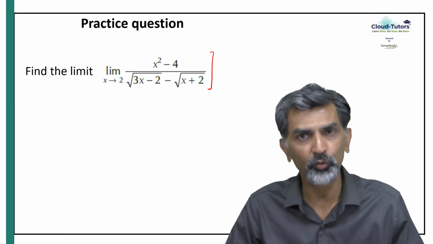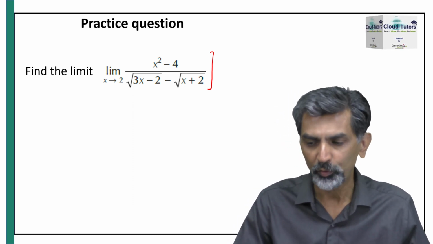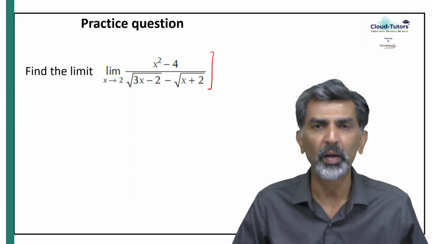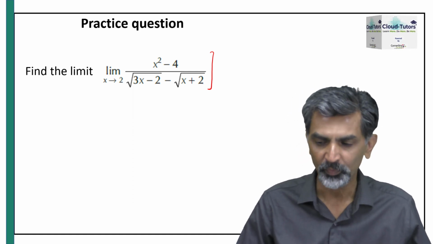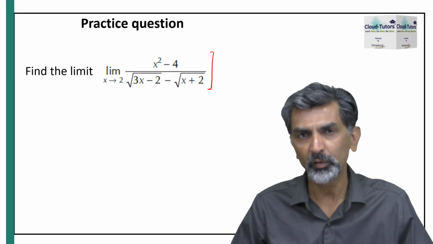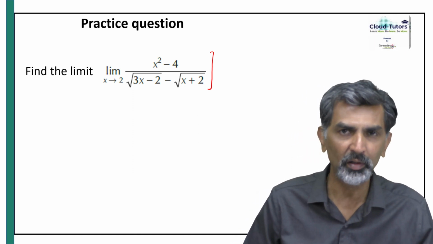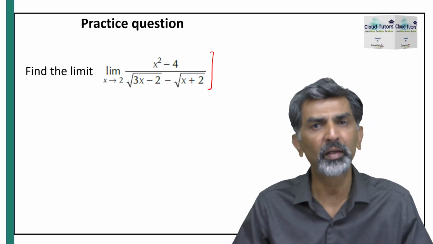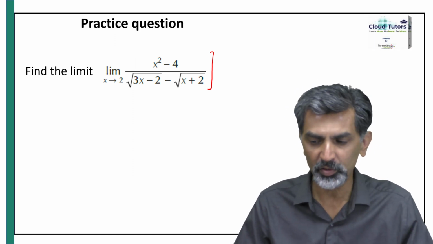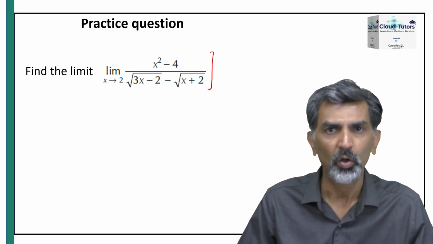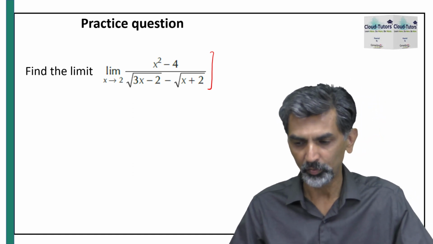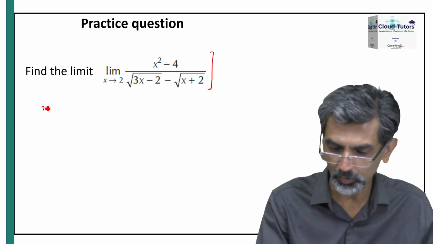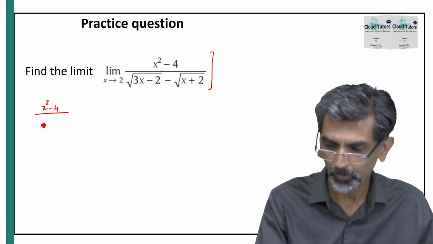Limit as x tends to 2, (x square minus 4) divided by (square root of 3x minus 2 minus square root of x plus 2). So the convenient way to do it would be to rationalize the denominator. Let's multiply and divide the entire expression by the conjugate of the denominator. So how do we do that? Let's just write the expression out like this.